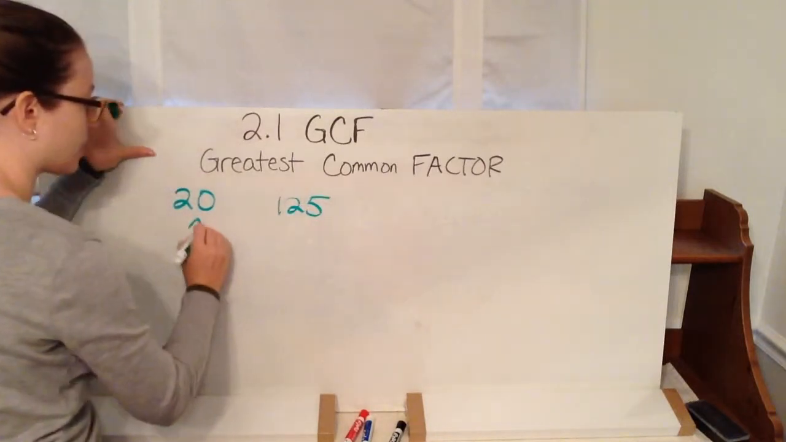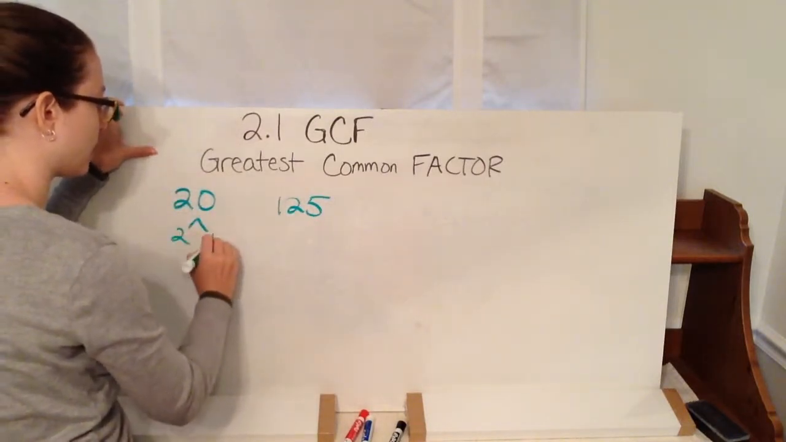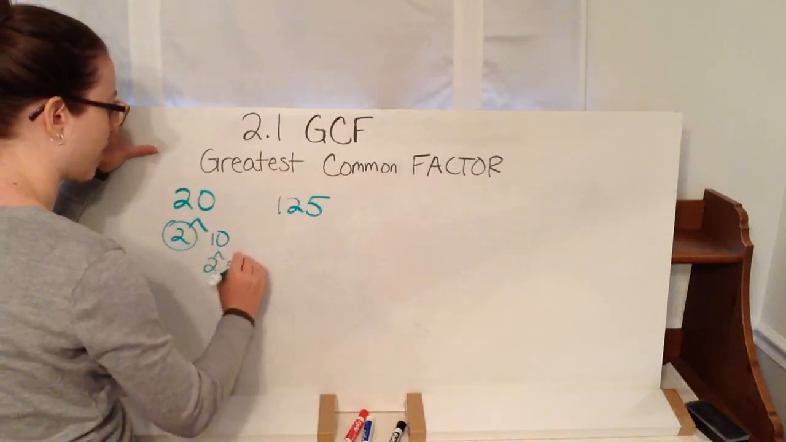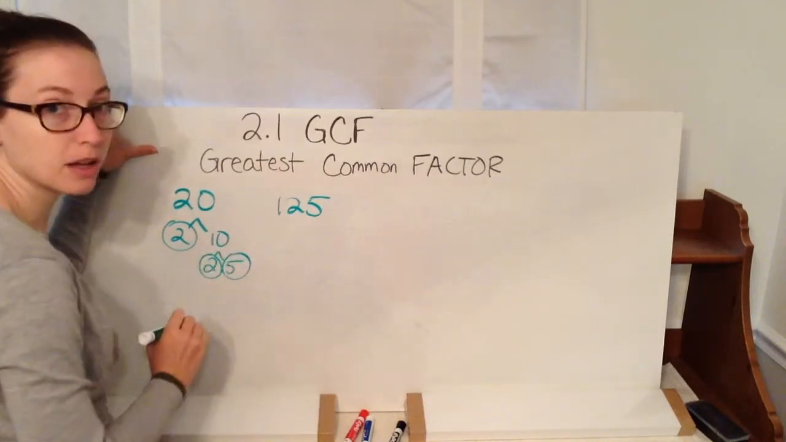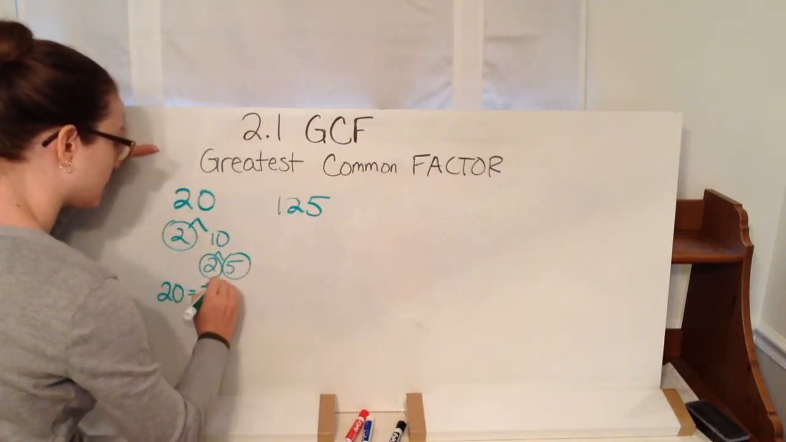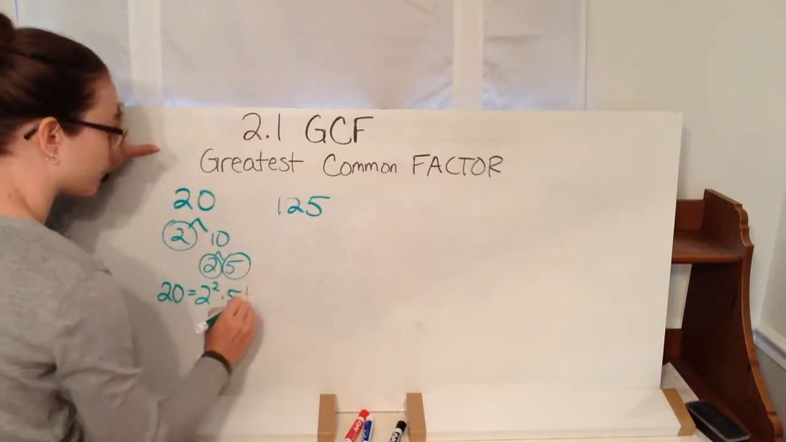I start the same way. 20 is 2 and 10. 2 is prime. 10 is 2 and 5. These are both now prime. So my prime factorization for 20 is 2 to the second times 5 to the first.